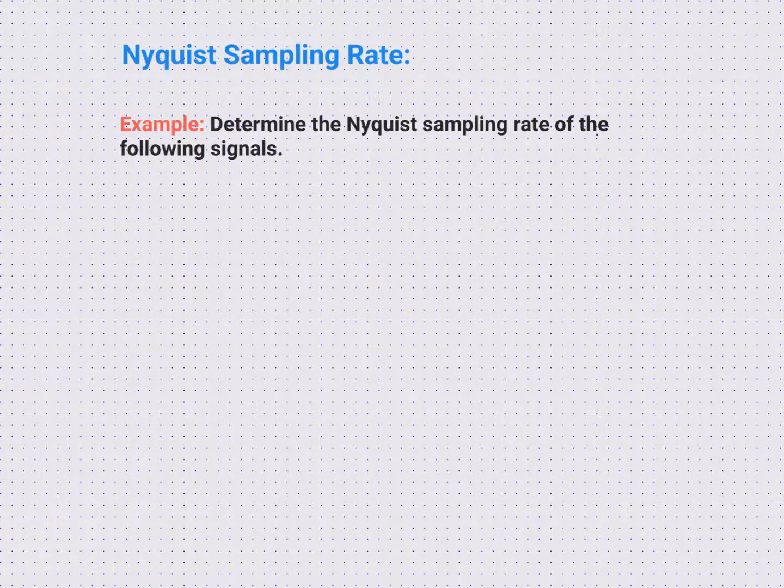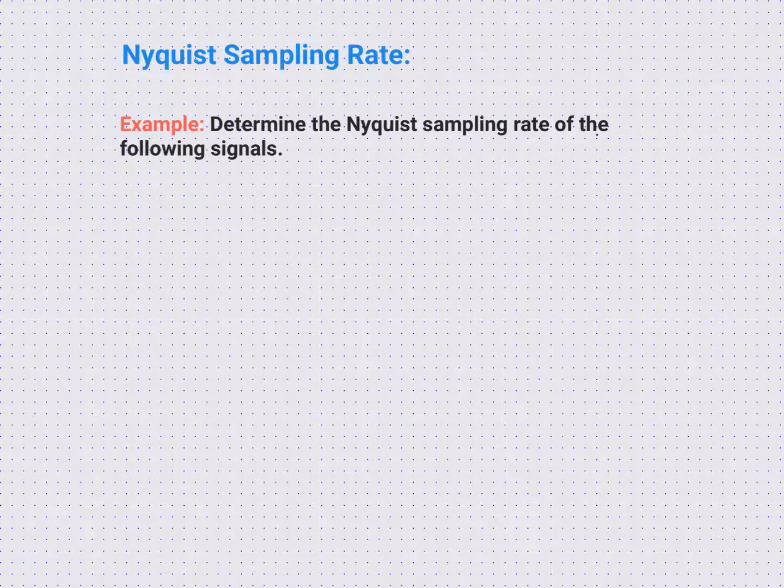Hello everyone. Last time we learned about the Nyquist sampling rate, that it is the minimum sampling rate at which you can retain all the information of the signal. And the Nyquist sampling rate is defined to be twice the maximum frequency of the signal that you are going to sample. What we are going to do now is to give you some examples on how to find the Nyquist sampling rate.